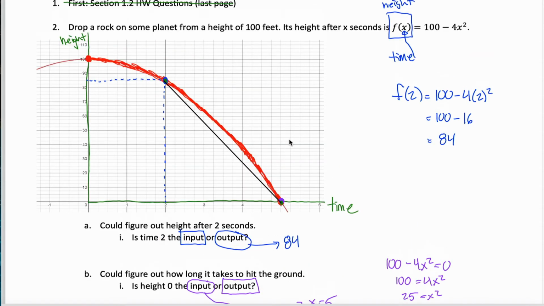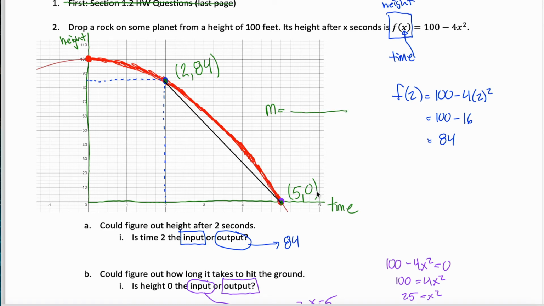And the great news is you already know how to figure out the slope, right? We've already done that. We started that class with that. If I know that this point right here has an x-coordinate of 2 and a y-coordinate of 84, as we figured out over here, and this point down here has an x-coordinate of 5 and a y-coordinate of 0, then to figure out the slope of the line connecting those 2 points, it's called the secant line, FYI.